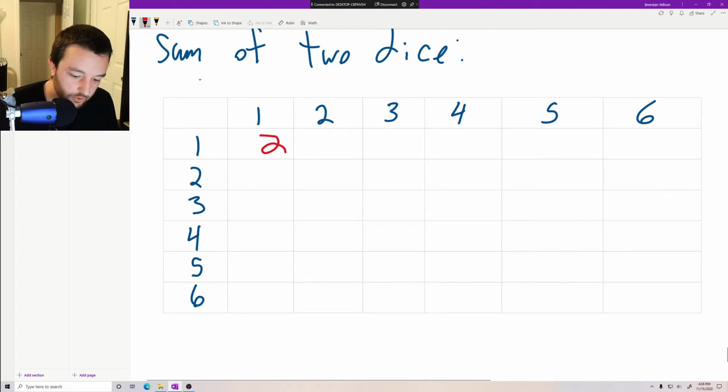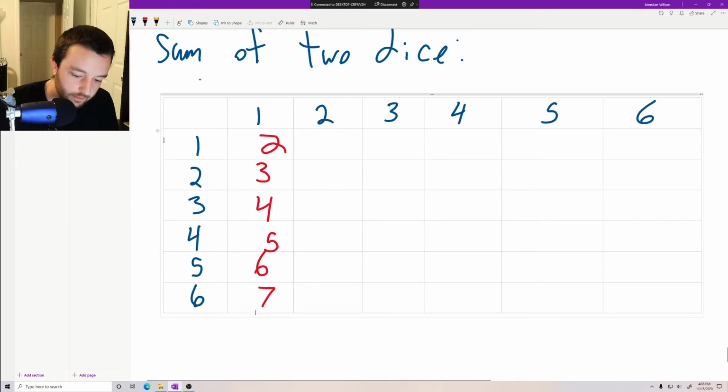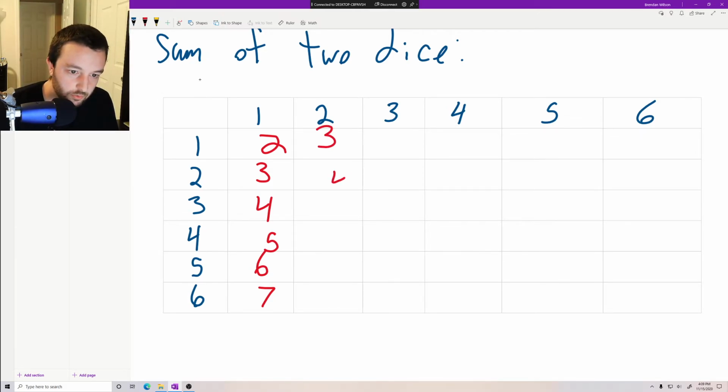So we'd have 2 right here, 3, 4, 5, 6, 7. Right, because we're just doing the sum of each of the 2 dice here. And then we'd have 3, 4, 5, 6, 7, 8.